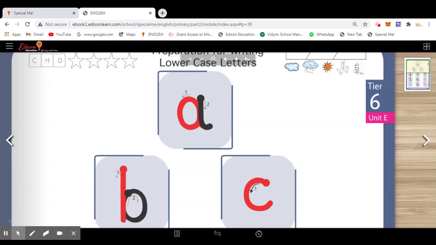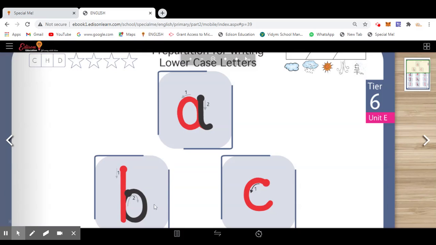So A is a phonic sound of letter A. And now you have to trace it with the help of your finger. I will move my cursor and you have to trace it with the help of your finger, right? So you have to start from here. And first of all, you have to make a curve. And then from top, you have to make it like this. Okay, so this is a letter A. And A is a phonic sound of letter A.